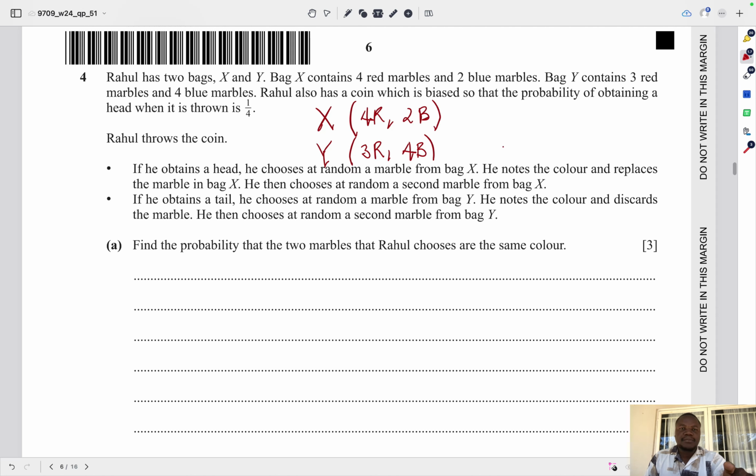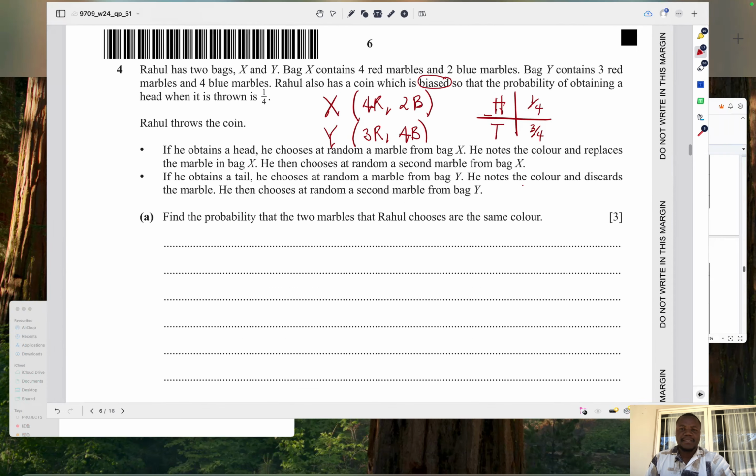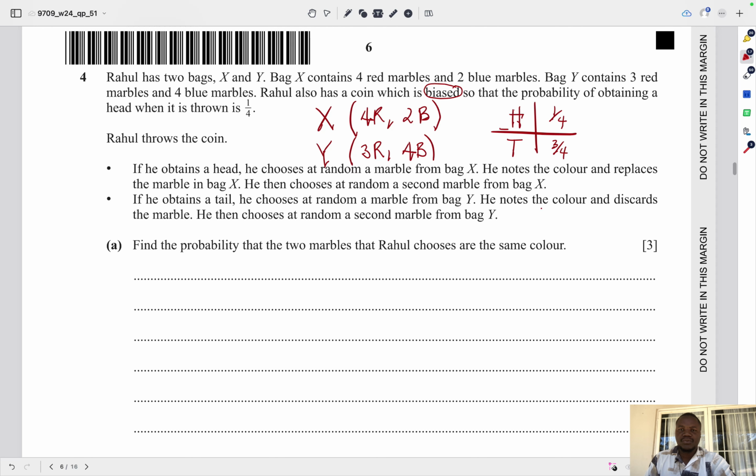Now, Rahul also has a coin which is biased, so that the probability of obtaining head when it is thrown is 1 over 4. Biased means there are no equal chances of obtaining head and tails. So we've got a coin where the probability of getting head and tail are biased. So the probability of obtaining head is 1 over 4. Then the other one is 3 over 4. Now let's play this game of statistics and see what they want us to do.